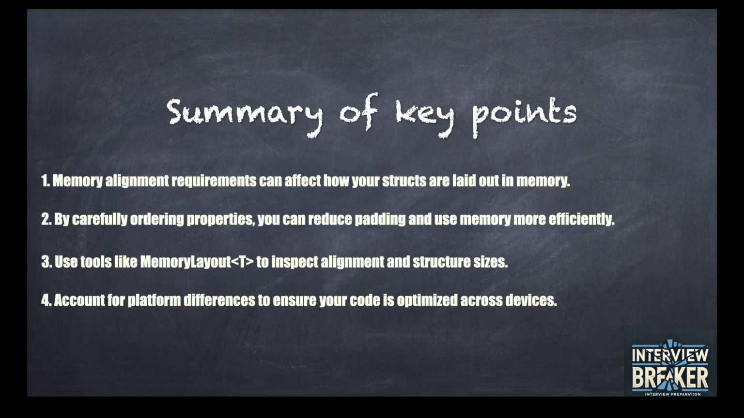So the key points on that topic will be: 1. Memory alignment requirements can affect how your structs are laid out in memory. 2. By carefully ordering properties, you can reduce padding and use memory more efficiently. 3. Use tools like MemoryLayout to inspect alignment and structure sizes. 4. Account for platform differences to ensure your code is optimized across devices.